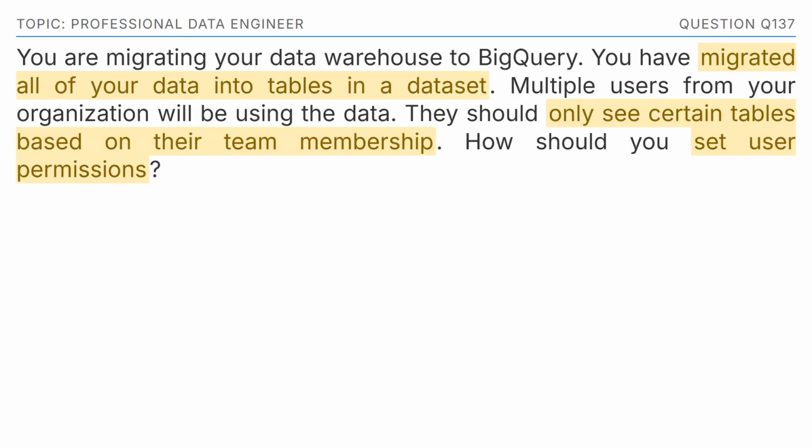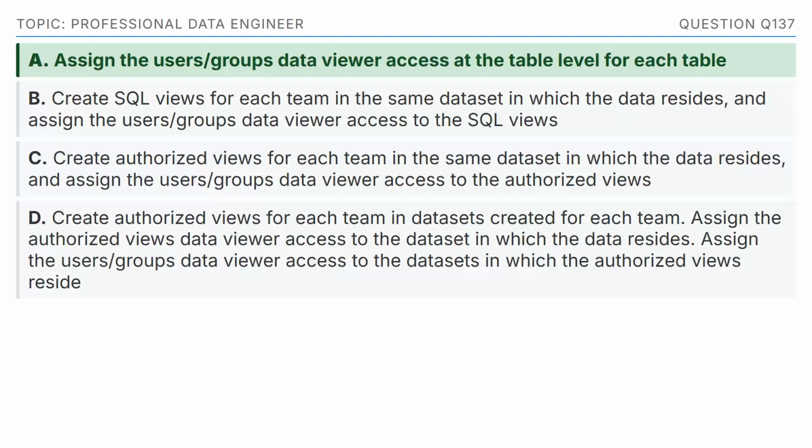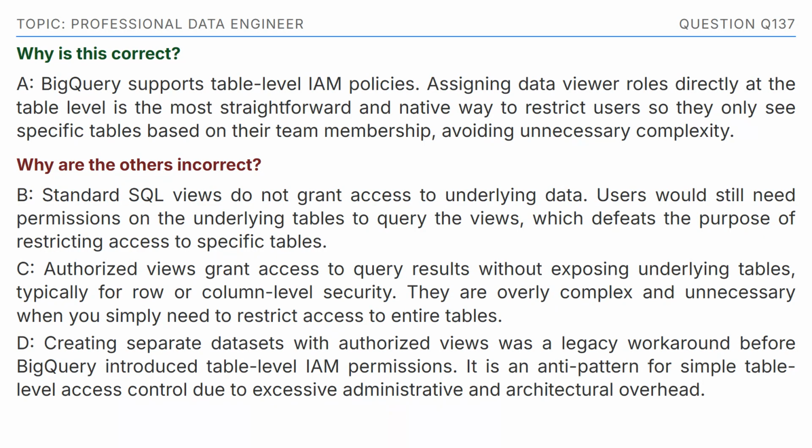To arrive at the correct answer, we focus on the keywords: migrated all of your data into tables in a dataset, only see certain tables based on their team membership, set user permissions. The correct answer is option A. Assign the users/groups data viewer access at the table level for each table. Why is this correct? A. BigQuery supports table-level IAM policies. Assigning data viewer roles directly at the table level is the most straightforward and native way to restrict users so they only see specific tables based on their team membership, avoiding unnecessary complexity.